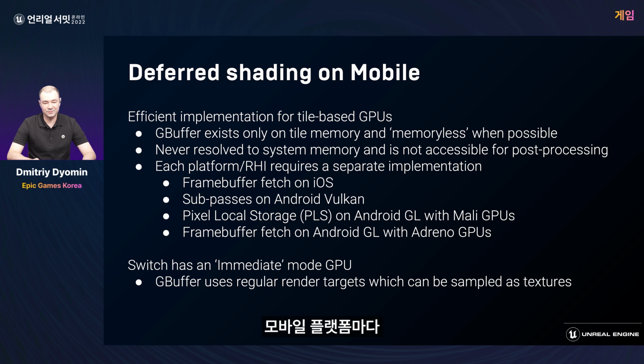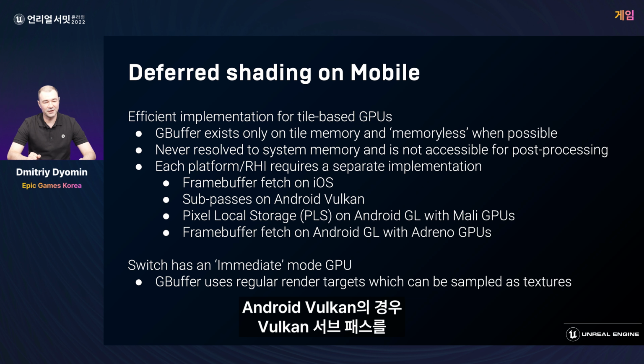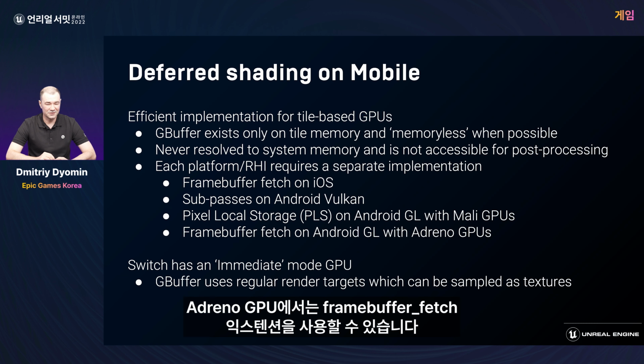For each mobile platform, there are different ways to achieve on-tile shading. On iOS, we can use the frame buffer fetch-like functionality to access the gbuffer on tile. On Android Vulkan, we can use Vulkan subpasses. On Android GL, we have to use extensions. Unfortunately, there is no universal way for all GPUs. On Mali and PowerVR, we have to use the Pixel Local Storage extension. On Adreno GPUs, we have to use the frame buffer fetch extension.